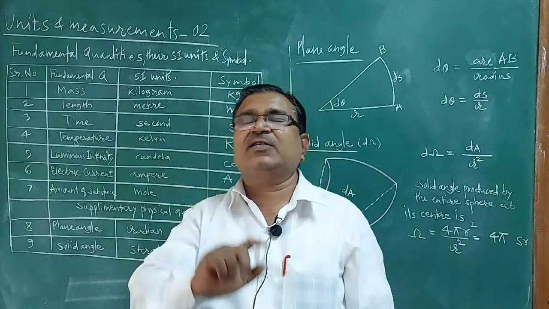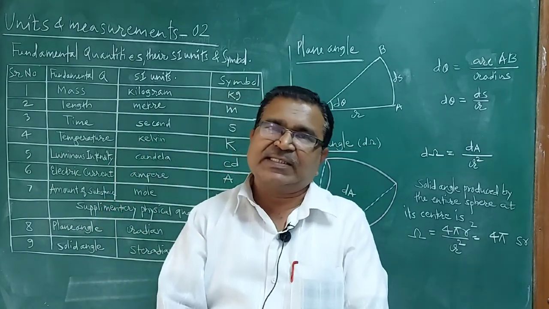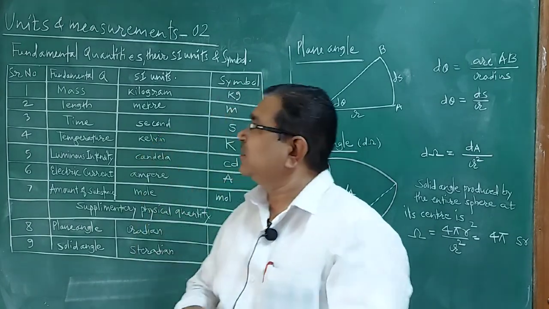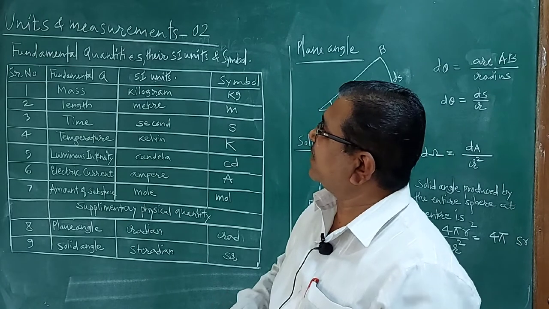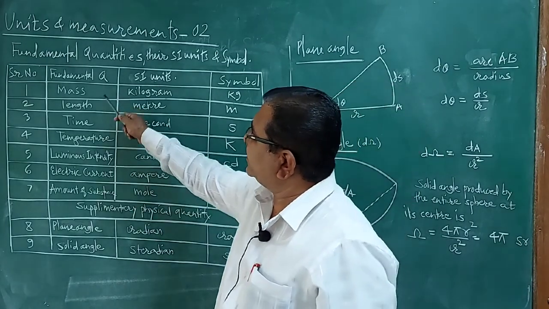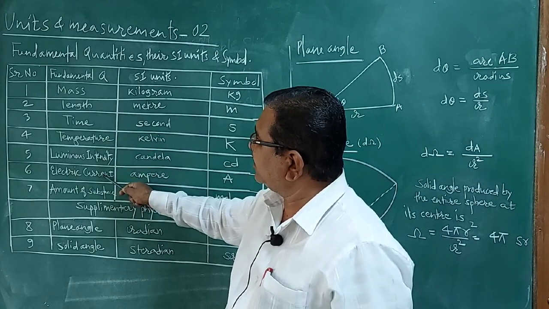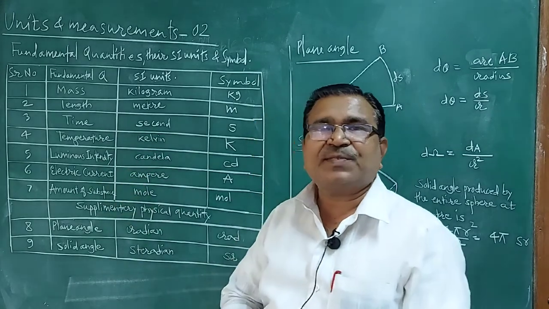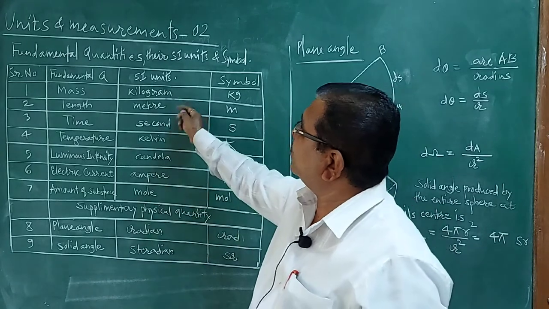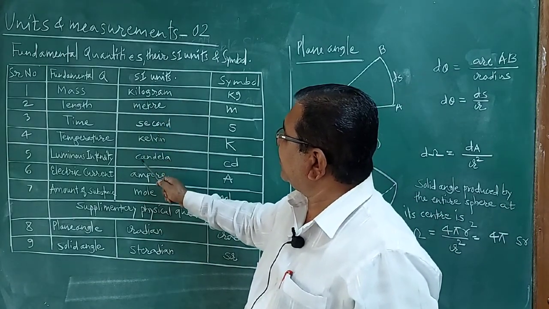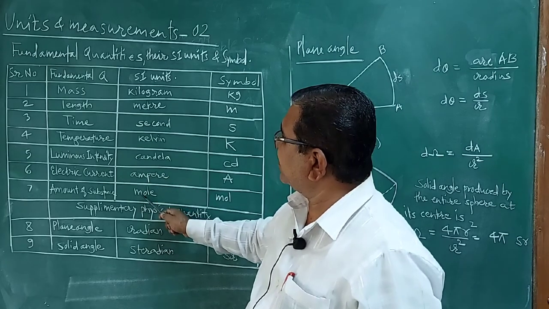There are another two supplementary units, that is plane angle and solid angle. Okay, so which are those 7 fundamental quantities? Mass, length, time, temperature, luminous intensity, electric current, amount of substance. Then their SI units: kilogram, meter, second, Kelvin, candela, ampere, mole.